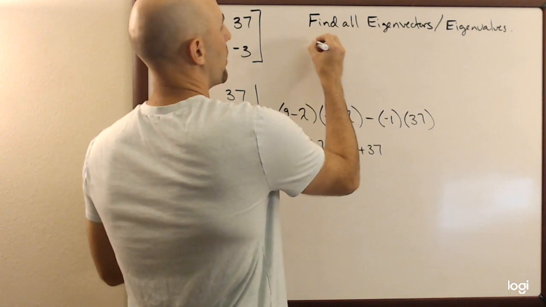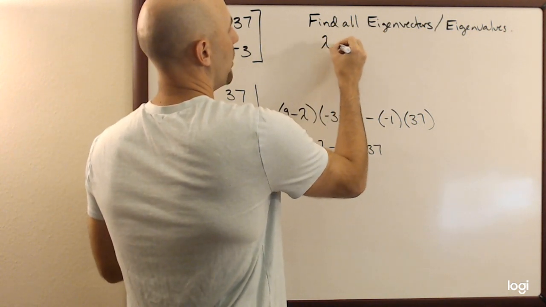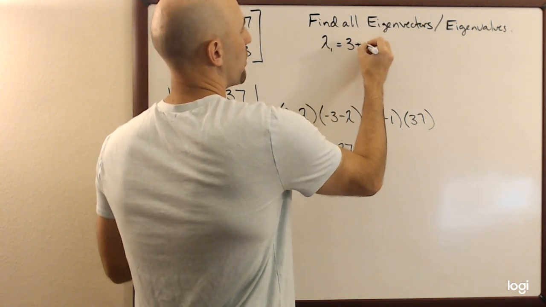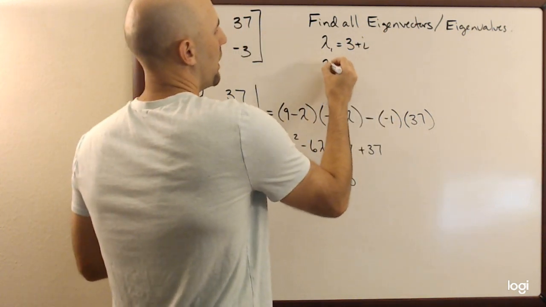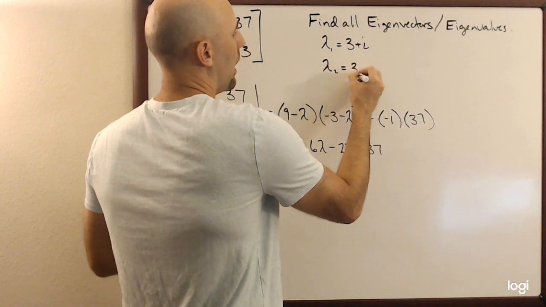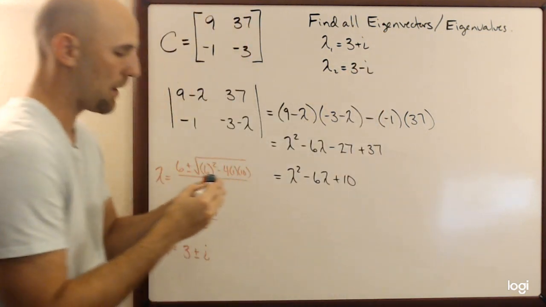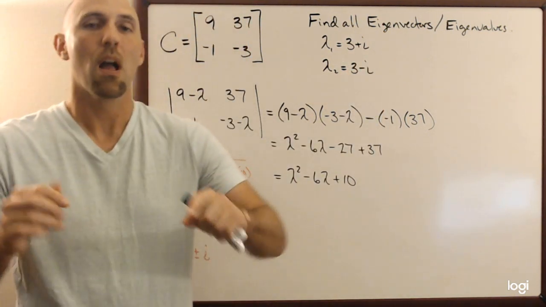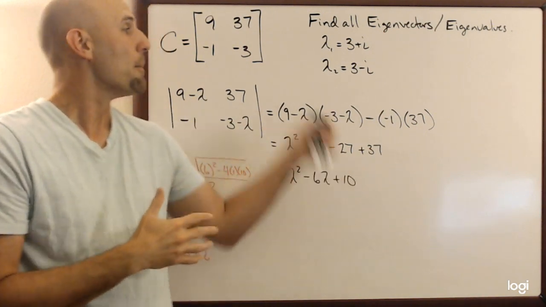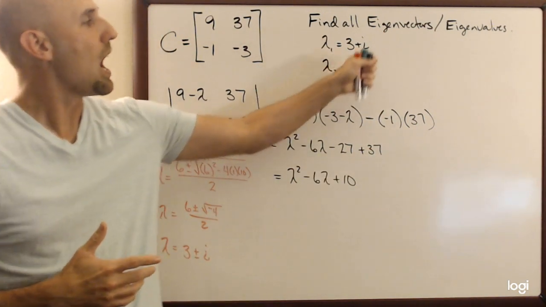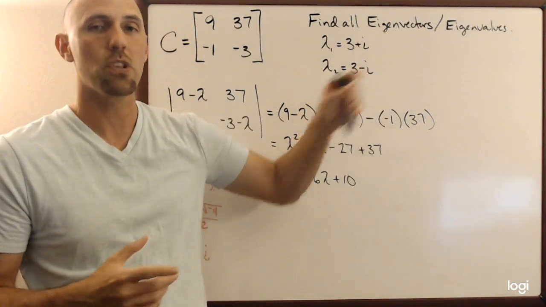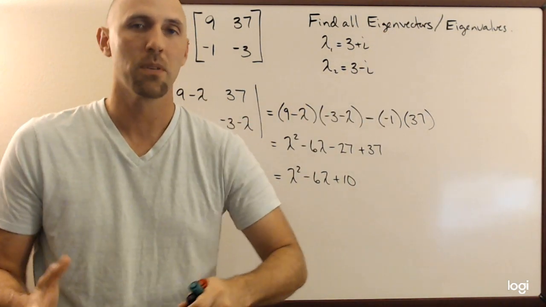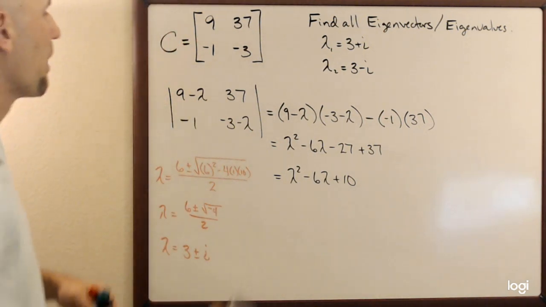Let me go ahead and write down my eigenvalues here. I'll call lambda 1 equal to 3 plus i because it had the plus sign, and lambda 2 equal to 3 minus i. And remember, I don't have to do both of these. Because they're complex conjugates, I'm guaranteed to get at least one eigenvector for each, and they are going to be conjugates as well. Let's do that now.